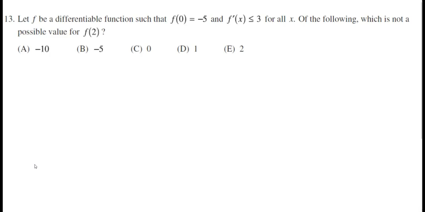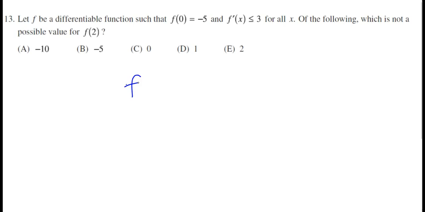All right, question 13. It says, let f be a differentiable function such that f of 0 is negative 5, and the derivative is always less than or equal to 3 for all x. Which of the following is not a possible value for f of 2? So this is a version of the mean value theorem. If the derivative is always less than or equal to 3, then the same goes for the average rate of change.